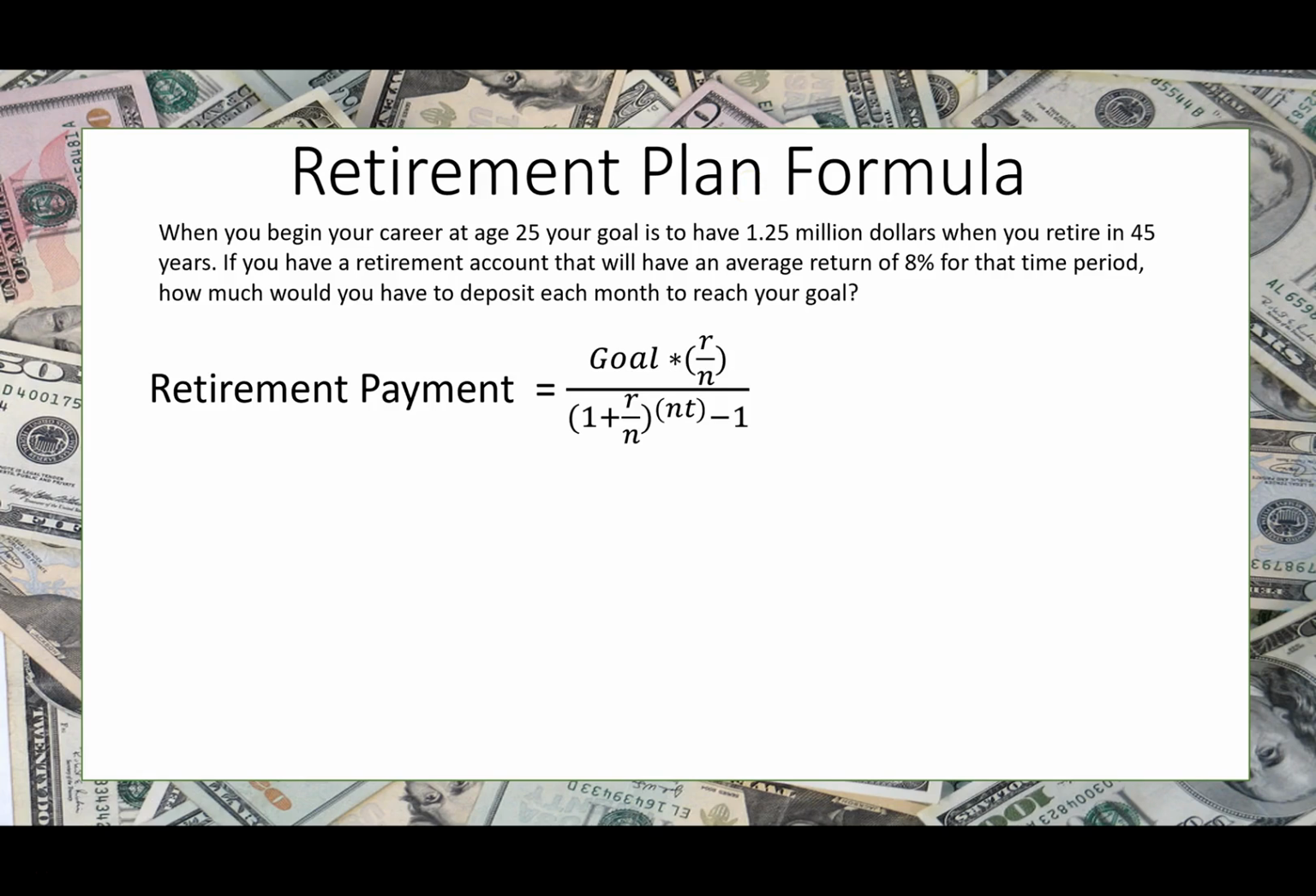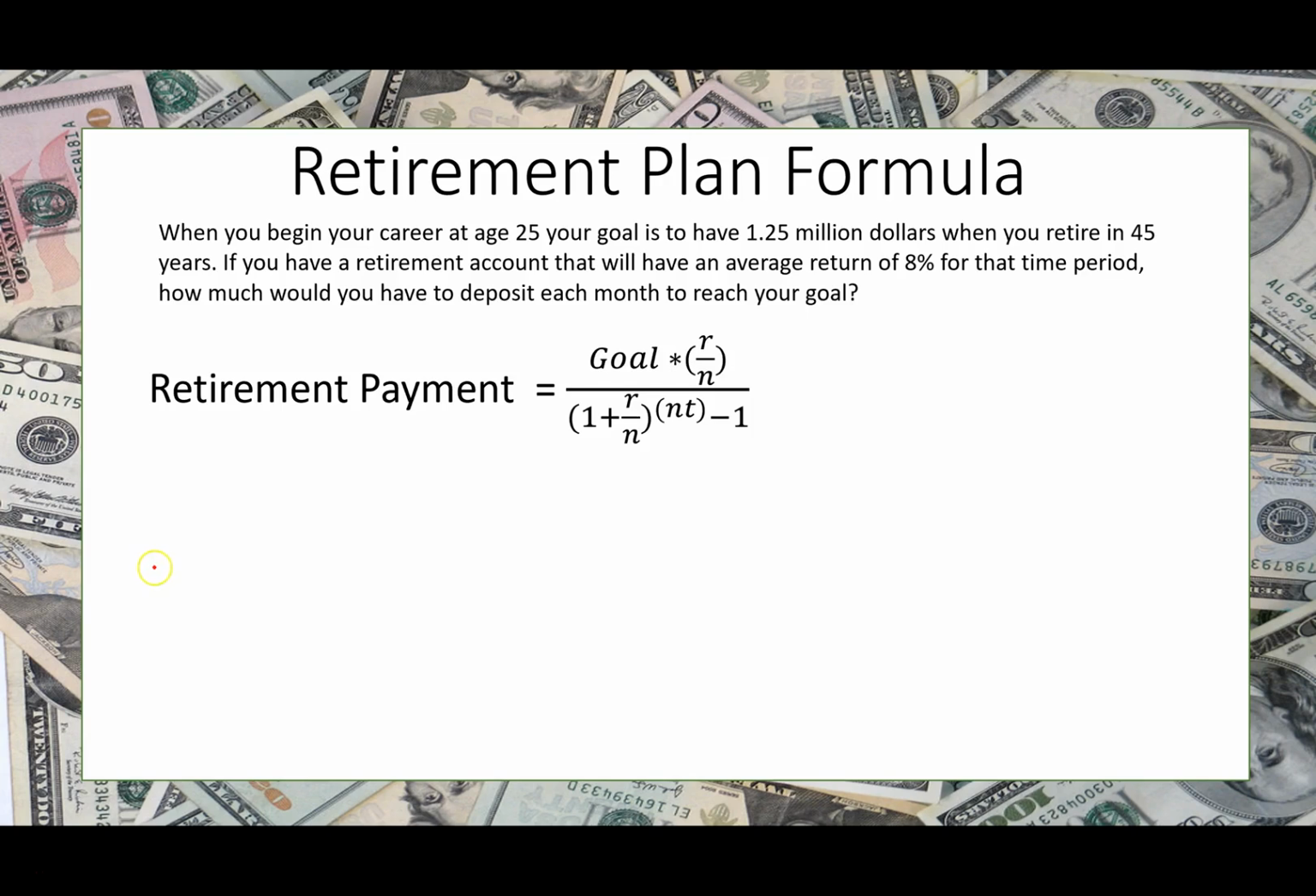So let's read this problem. When you begin your career at age 25, your goal is to have $1.25 million when you retire in 45 years. If you have a retirement account that will have an average return of 8% for that time period, that is the stock market average, how much would you have to deposit each month to reach your goal?